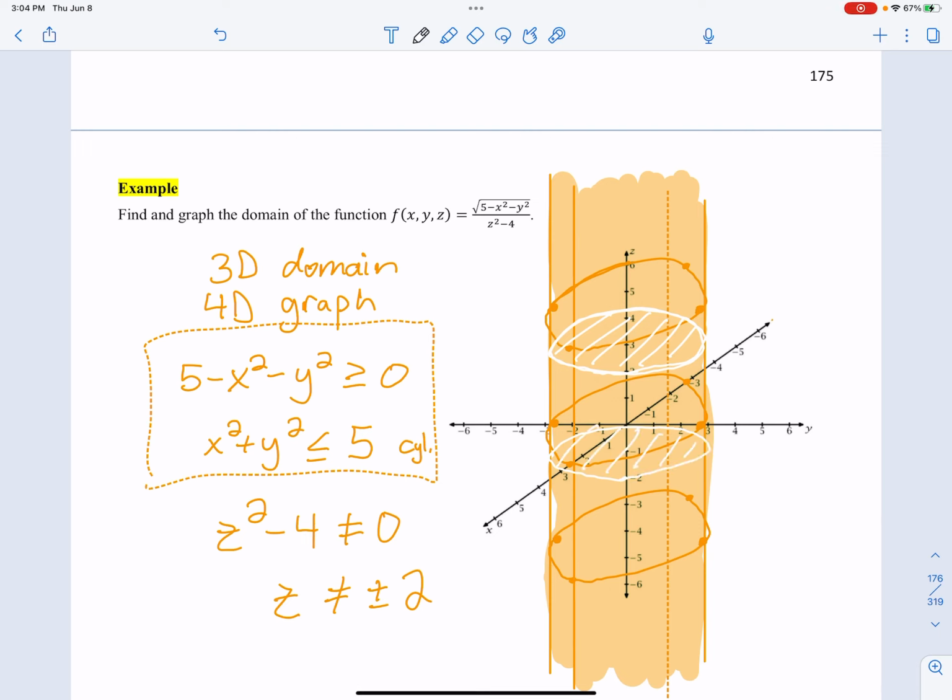So what does that mean? I can pick any point in that cylinder as long as the z isn't 2 or negative 2. So you get that whole big cylinder except for missing a whole slice at 2 and a whole slice at negative 2. All right, so that is our domain. It is not the function. This function is 4-dimensional, meaning I can't really graph it the way it stands. We'd have to think of a way to represent a 4D graph. So we'll stop there.